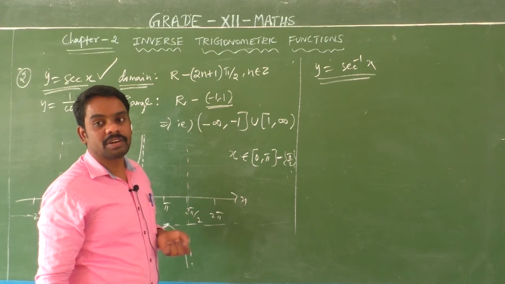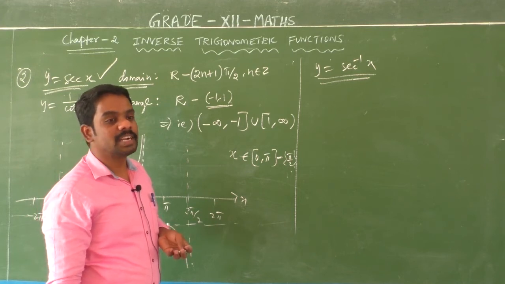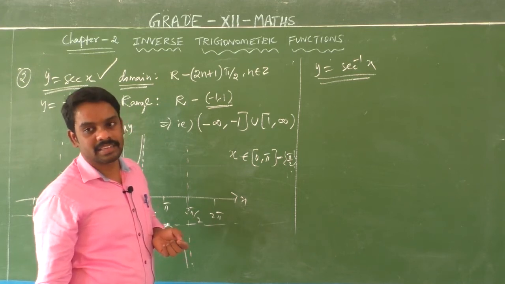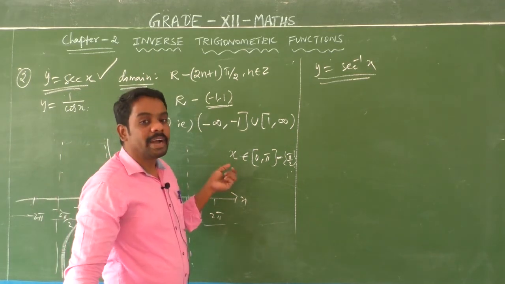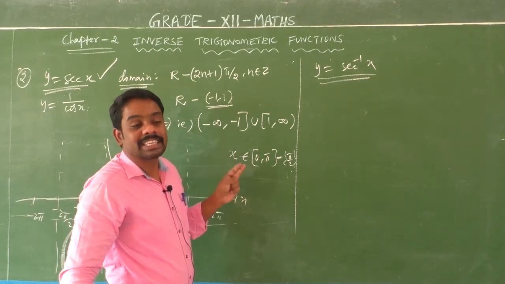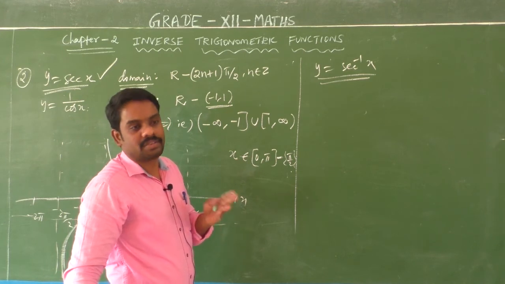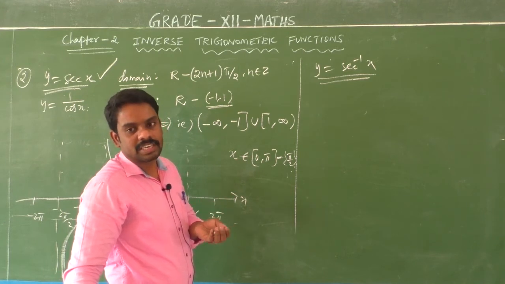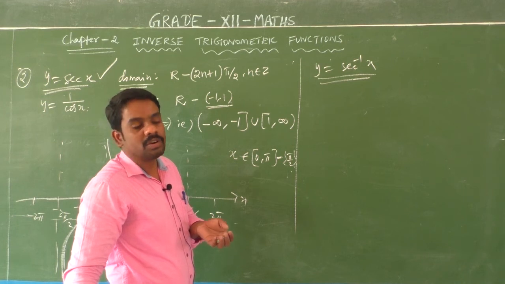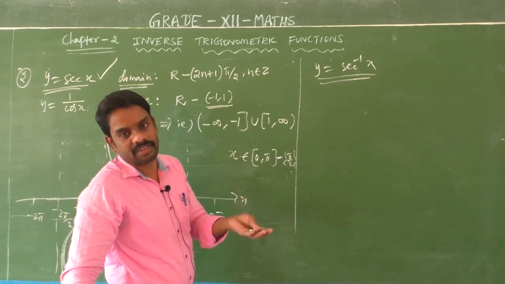So the last curve is y equal to cosecant x curve. The principal domain of the cosecant x curve is x belongs to the closed interval minus pi by 2 to plus pi by 2, except 0. At x equal to 0, cosecant x is not defined.